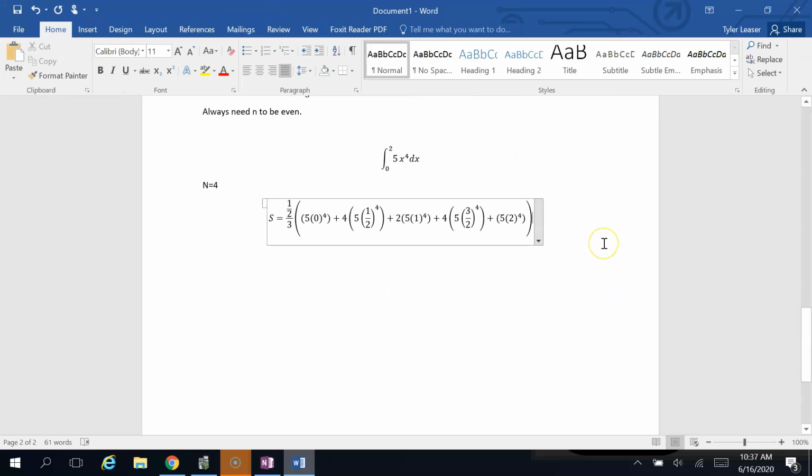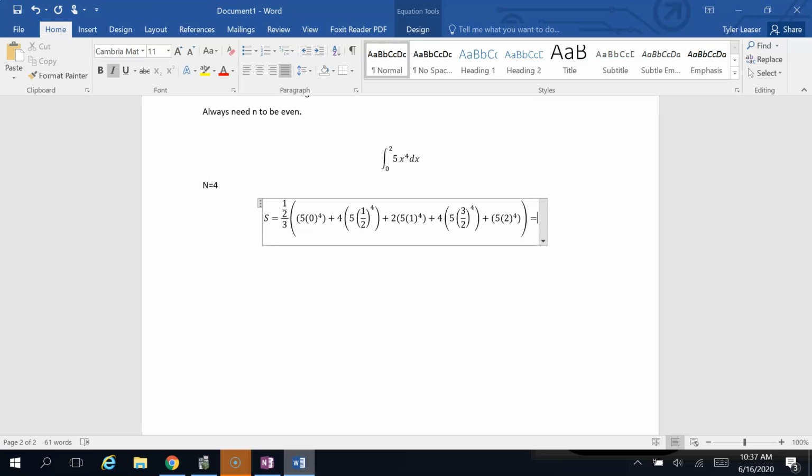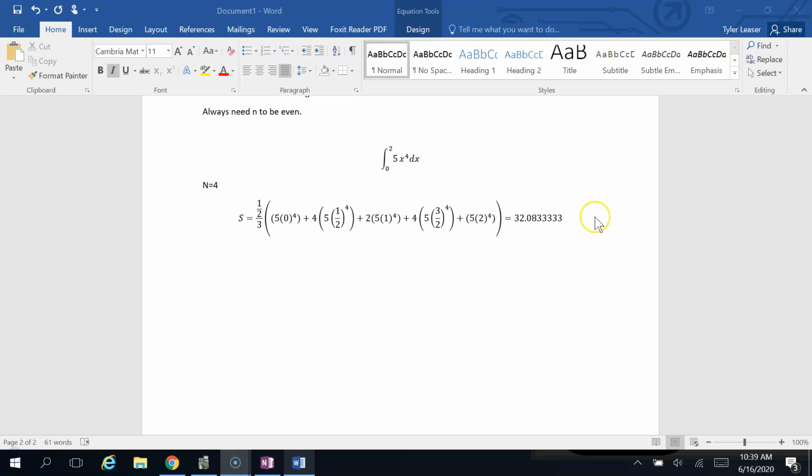Okay, so plug all of this into the calculator. I'm not going to bother doing it on screen here. I'll pause it and do it on my own. Okay, so I got 32.0833333 when I plugged it all into the calculator.